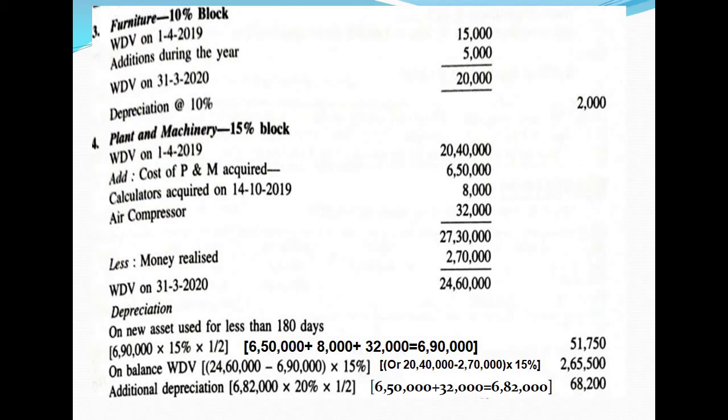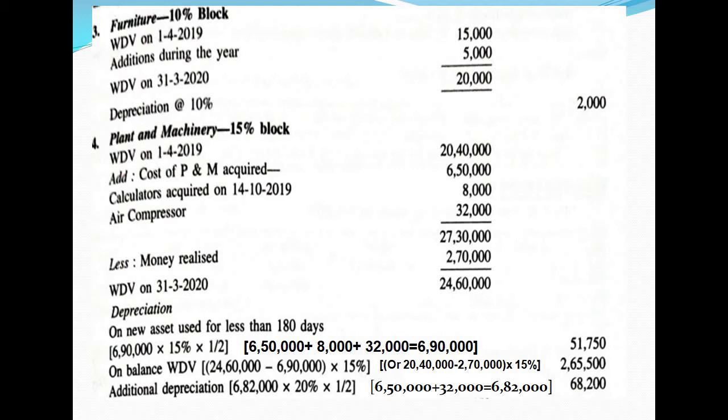So in this case, from the textbook, it says on balance, the total written down value is 24 lakh 60,000. Then you minus 6 lakhs 90,000 on the new assets which has been acquired under plant and machinery block. Then into 15%, you'll get 2 lakh 65,500. Or you can do it this way also.